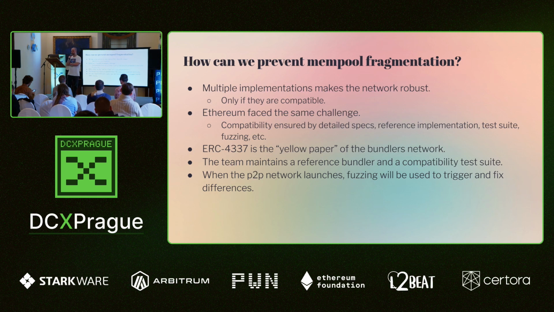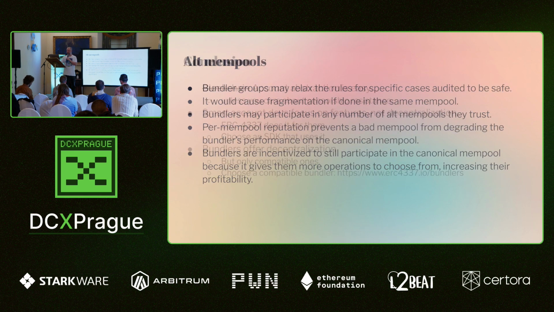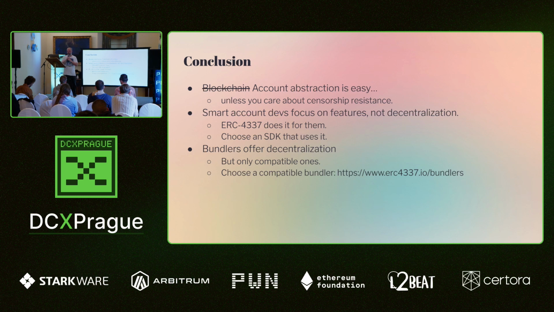ERC-4337 takes exactly the same approach. We have specs for the rules. We have a reference implementation. We have compatibility tests. And once the peer-to-peer network is up, we're going to fuzz the hell out of it. So to conclude, we see that it's really easy to design an account abstraction protocol if you don't care about decentralization. But once you start thinking about it and going down the rabbit hole of decentralization, it becomes infinitely harder. And that's why it took us a couple of years to get it right. And hopefully we did.